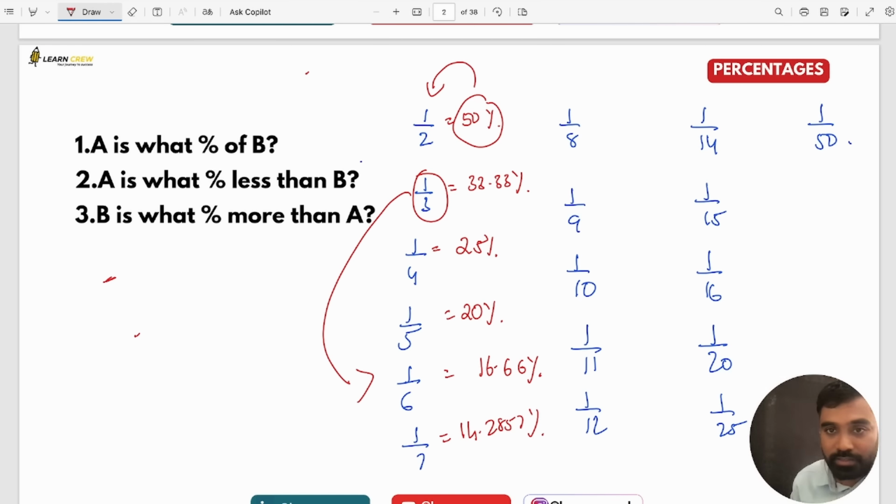Okay, great. Next is your 1 by 8. 1 by 8 is nothing but half of 1 by 4. What is half of 1 by 4? Half of 25 is 12.5%. So there's 12.5%. Okay, 12.5% is 1 by 8.